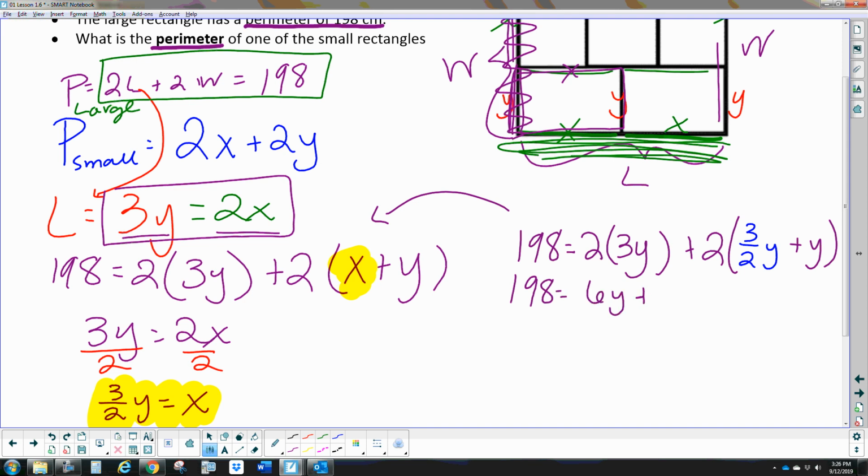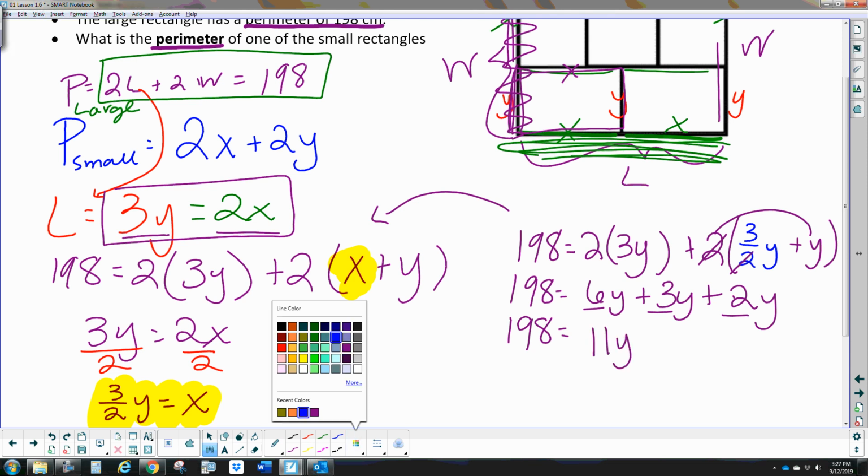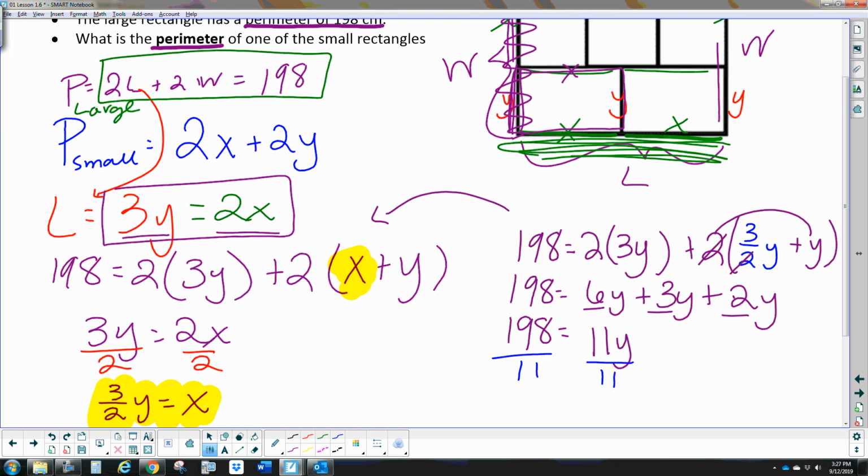198 equals 6y plus 3y plus 2y. Remember to distribute to each term. I'm going to simplify some more. 198 equals 6 plus 3, which is 9, plus 2, which is 11y. And now I can divide both sides by 11 to solve for y. And I get y equals 18. All right, that's just my y value. I can take this y value right here and substitute it in for y to find x.